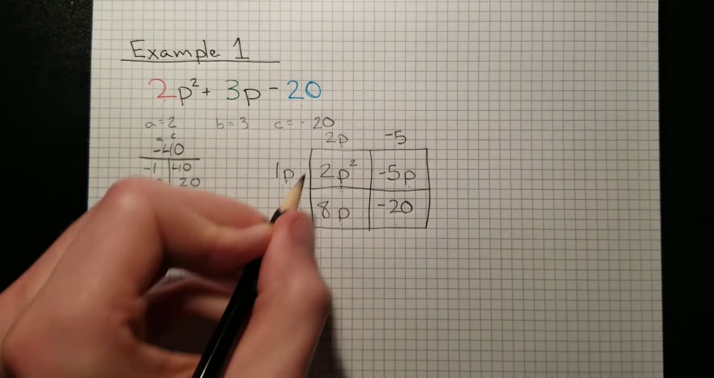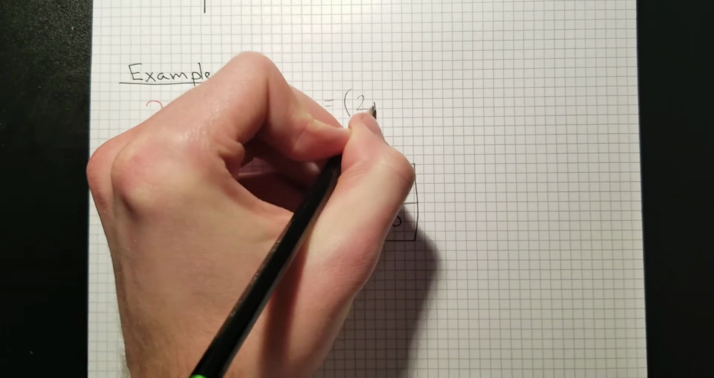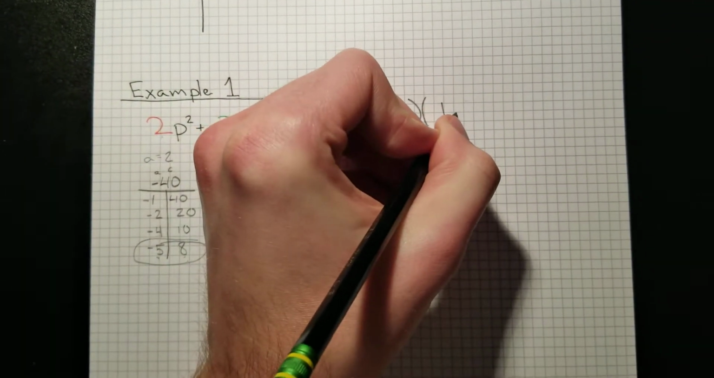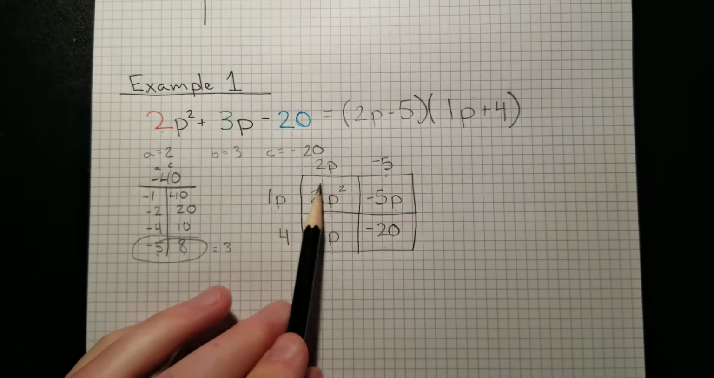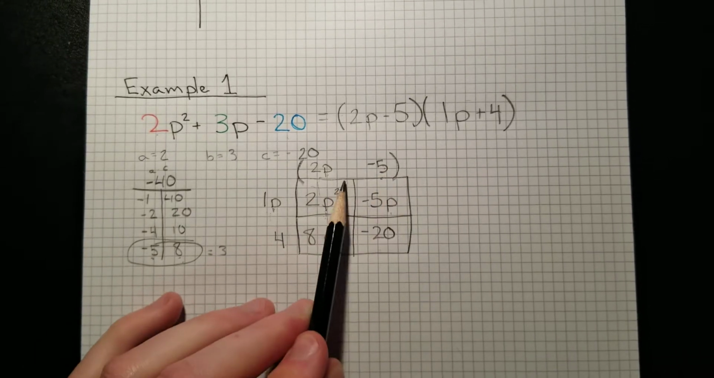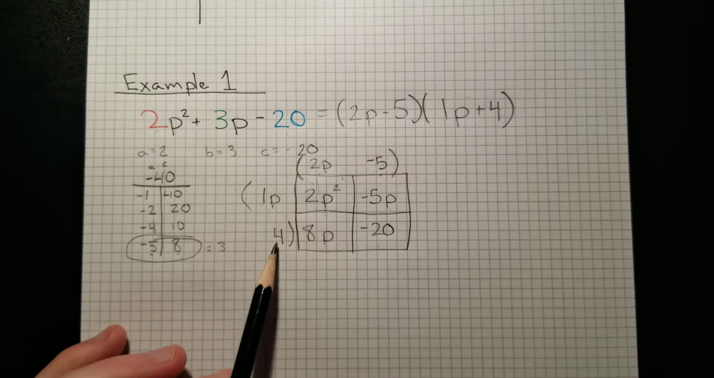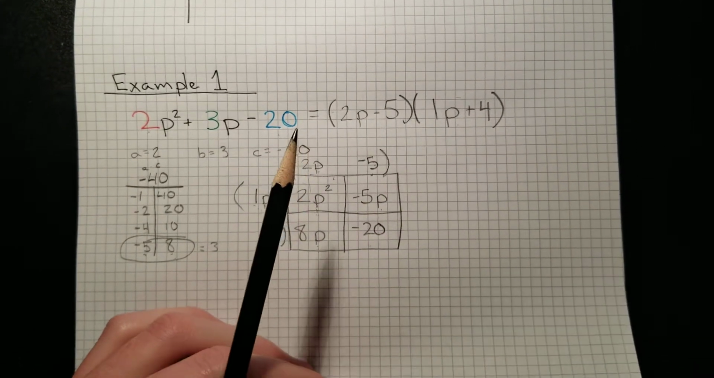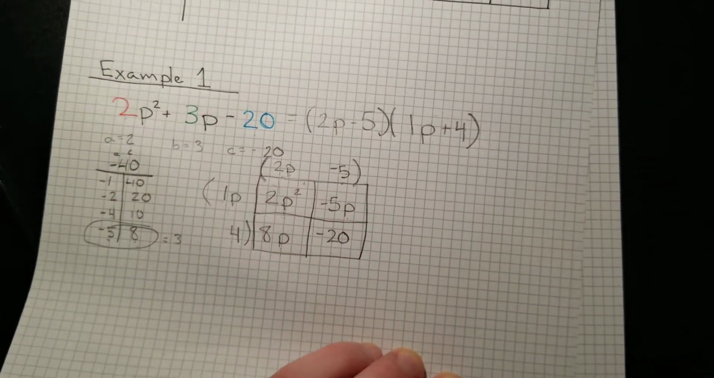So that means that our answer is 2p minus 5 times 1p plus 4. So in the final step, you just take those sides. I take this thing, 2p minus 5, put that there, and I take this, 1p plus 4, and I put that over there, and you combine those, and those are your two factors. So that was quite a bit of work, but that's okay. We'll move on to the next one. Get that one out of the way.